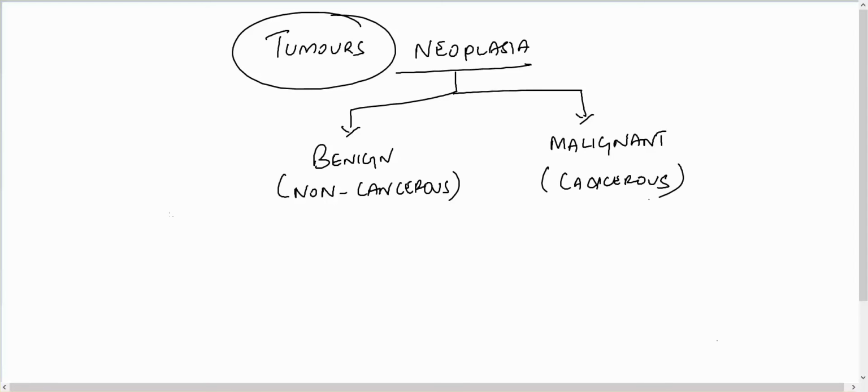So benign tumors, if you see clinically, are localized tumors. Whereas malignant tumors are infiltrative tumors.